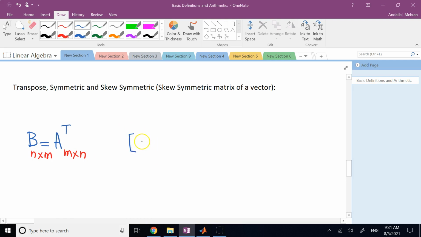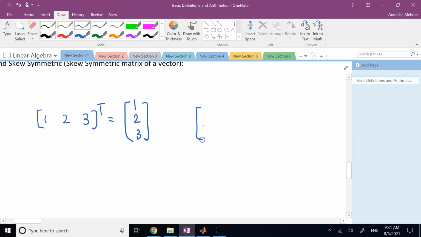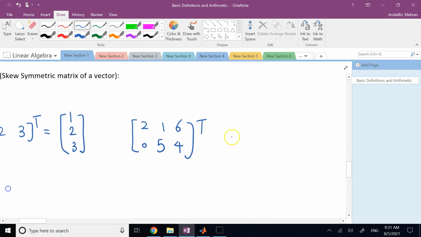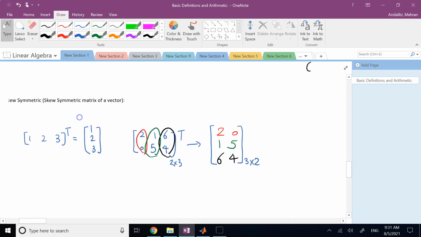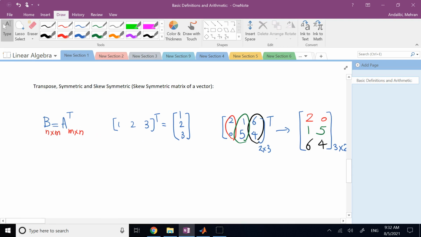For example, a vector is a special type of matrix. When I say the transpose of the row vector 1, 2, 3, that means the column vector 1, 2, 3. Or if I say, for example, the matrix with rows 2, 1, 6 and 0, 5, 4, and I transpose it, this is a 2 by 3, so the result is going to be 3 by 2. You take the first column and make it the first row, the second column and make it the second row, and then the third column and make it the third row. Okay, so that is the transpose of a matrix. It has lots of applications, as we go forward, I'll show you.